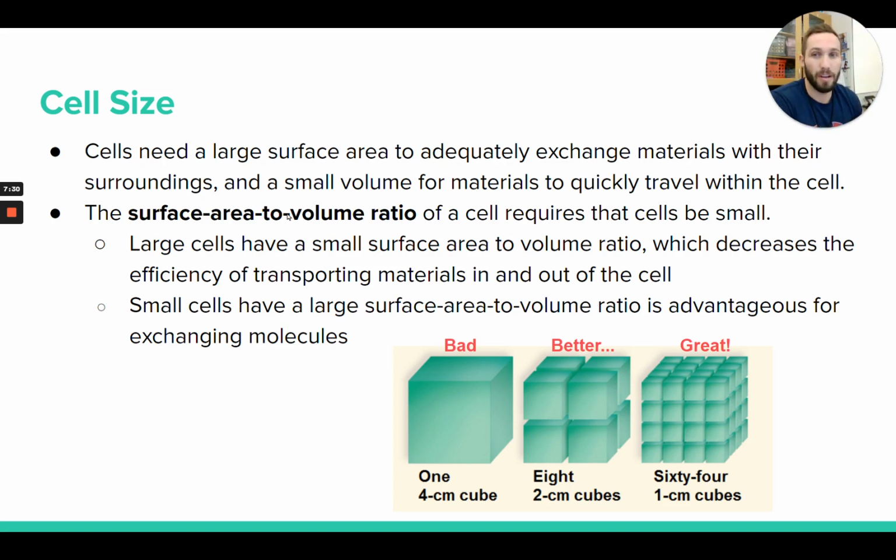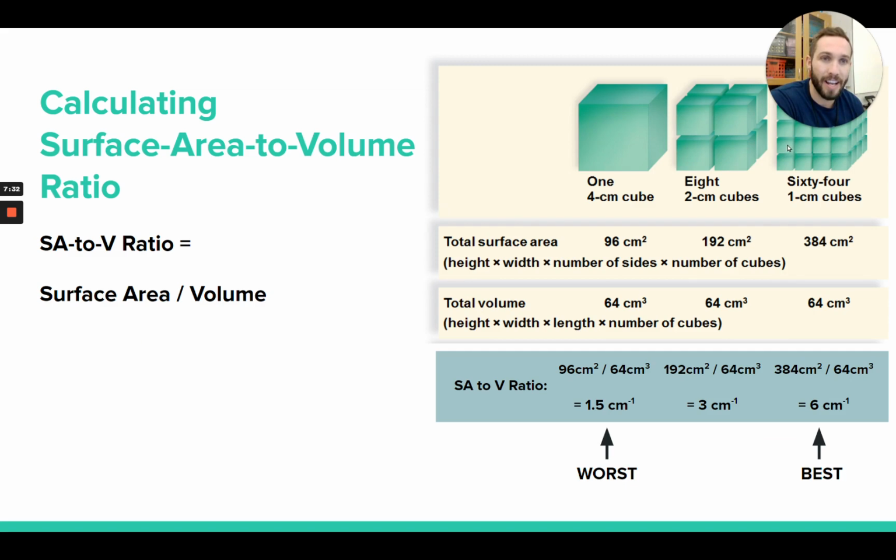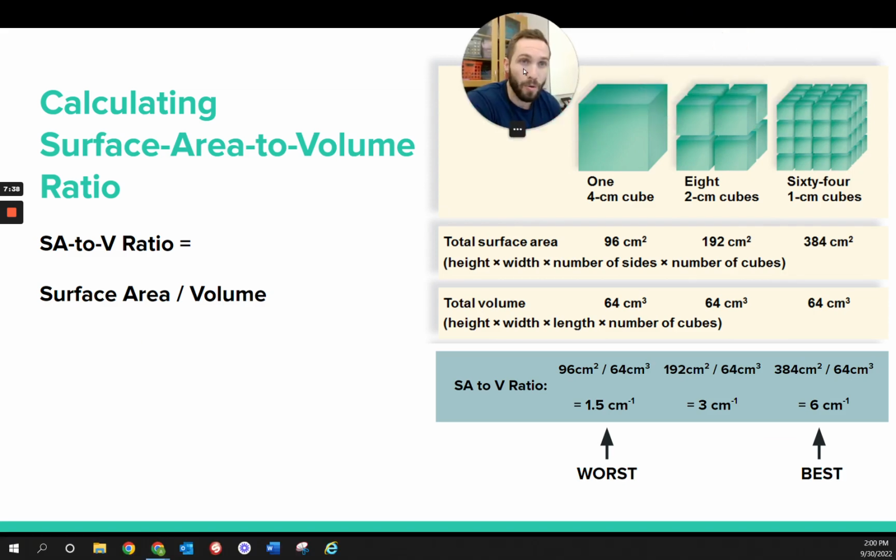And so if you look here, here's 3 examples. Let's just pretend this is one large cell, and then we could take up this volume and spread it out amongst super small cells, 64 smaller cells. But all 3 of these examples have the same volume, right? This takes up 64 cubic centimeters. This takes up the same amount of space. This takes up the same amount of space. So they all have the same volume, but they have different amounts of surface.